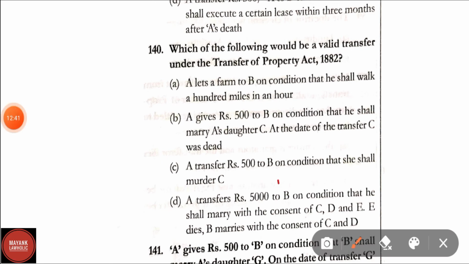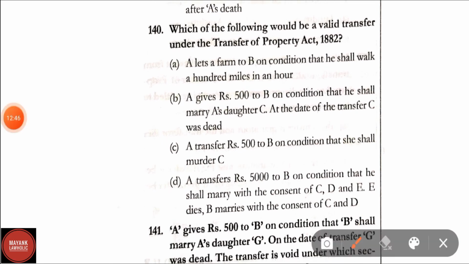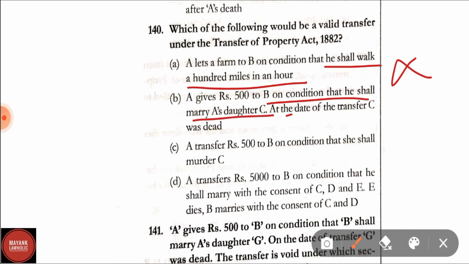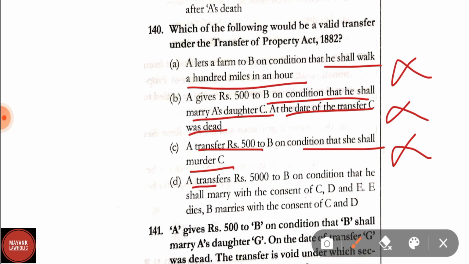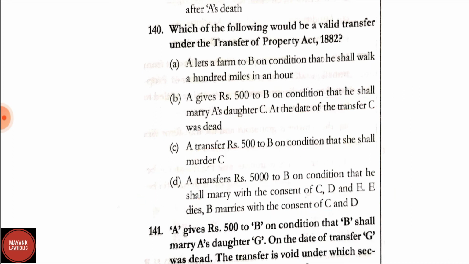Question number 140. Which of the following would be a valid transfer under the TPA? Options are A lets a farm to B on a condition that he shall walk 100 miles in an hour. A gives rupees 500 to B on condition that he shall marry A's daughter C, and at the date of the transfer, C was dead. Option C, A transfers rupees 500 to B on a condition that she shall murder C. Option D, A transfers rupees 5000 to B on a condition that he shall marry with the consent of C, D and E. E dies, B marries with the consent of C and D. This will be the valid transfer. Option D is the right answer.